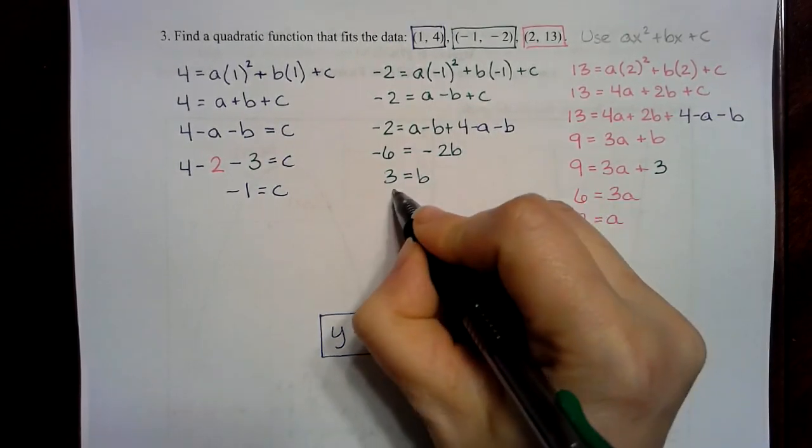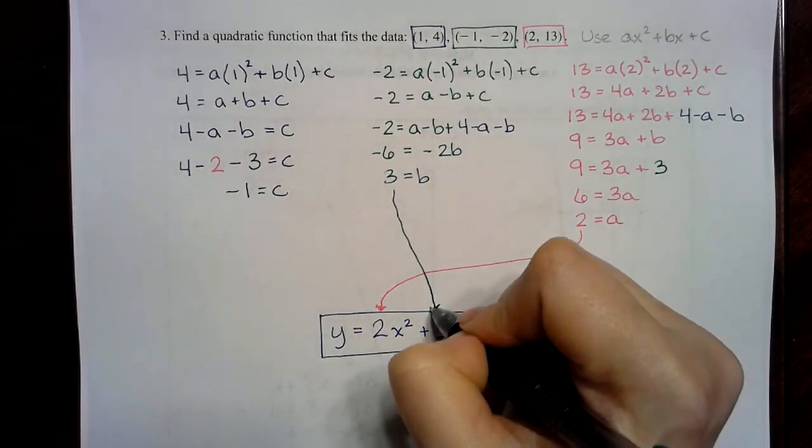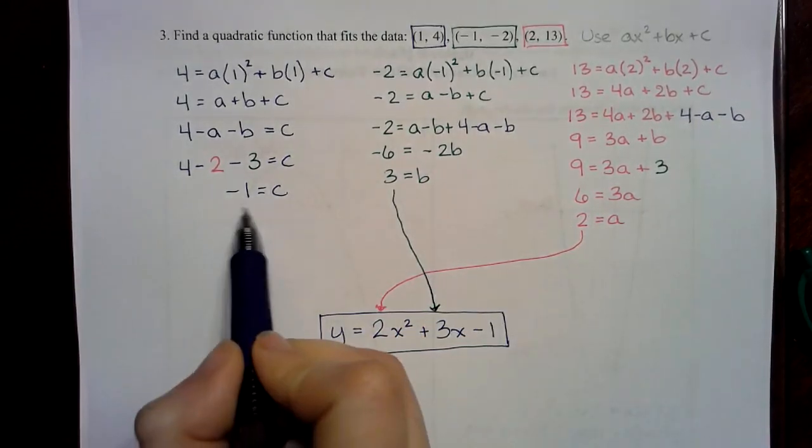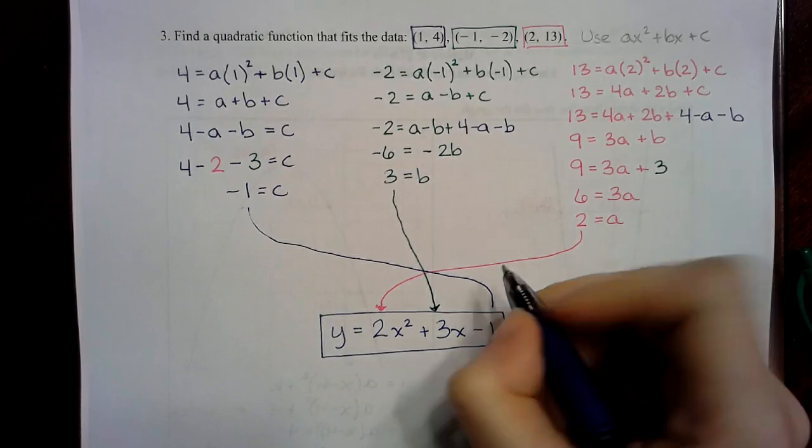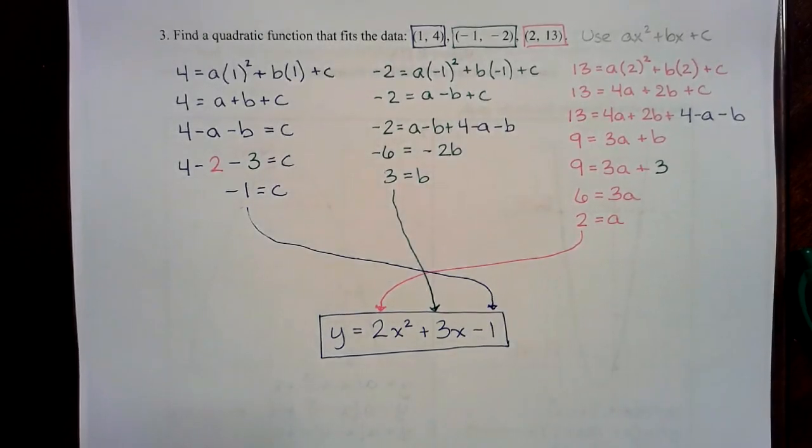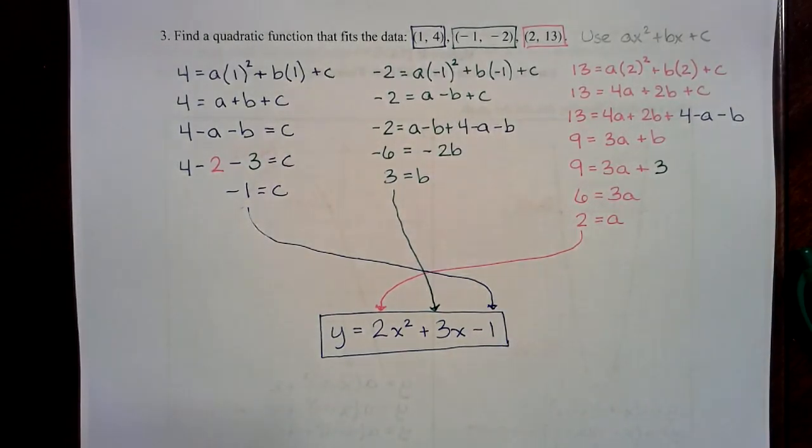So that is how we find this equation. So you see that it is a whole lot more work than when we knew the vertex or knew the x-intercepts, which is why we only use this method as a last resort.